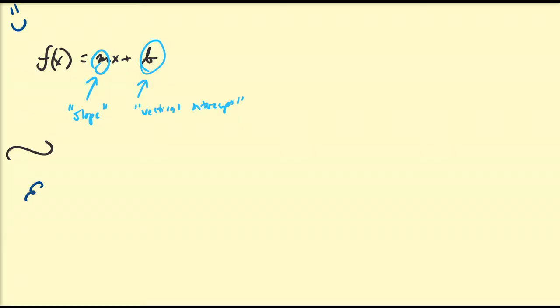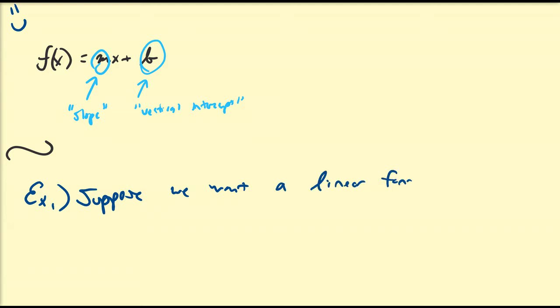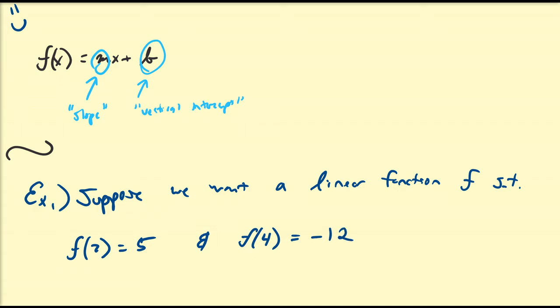Alright, so as our first example, example 1, suppose we want a linear function, and let's call that a linear function f, such that, let's assume we want f of 2 to be equal to 5, and let's also assume that f of 4, we want that to be equal to, say, negative 12.